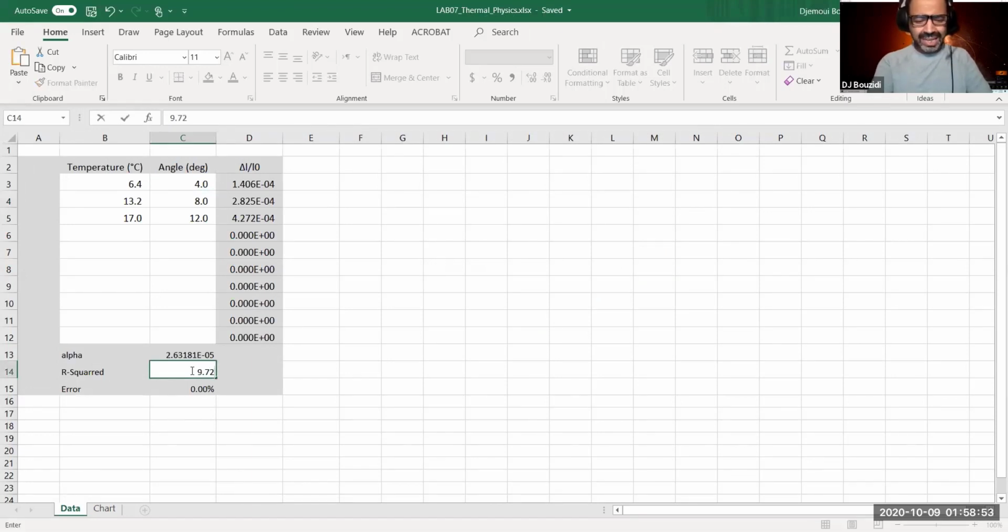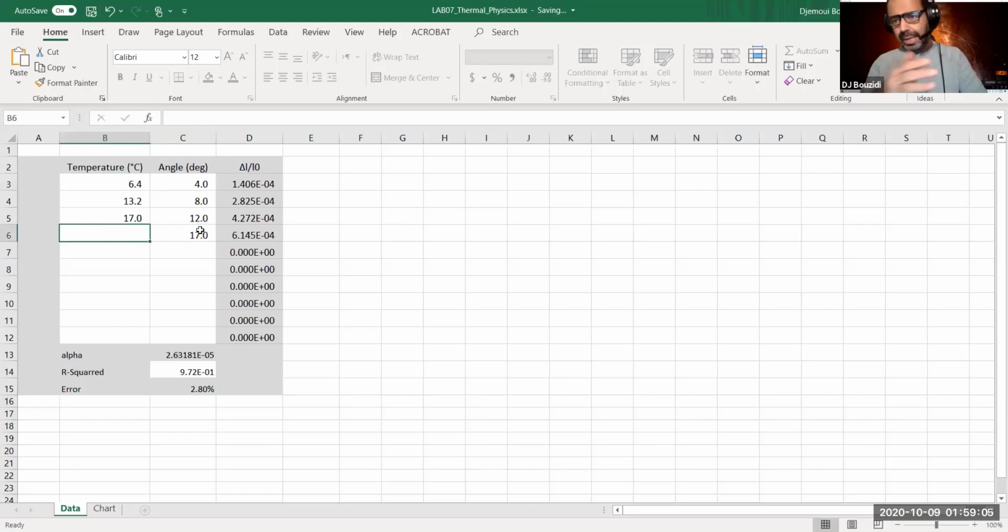9.72 e negative 1. Okay, now it's a better error. It makes more sense now. If I do another one in here, let's say it was 17, I'm not sure, this is just numbers I'm throwing in there, and the actual temperature reading was, for example, 19. Now the alpha is 3.7 for all of these 4 measurements. It's the same alpha for the entire material.